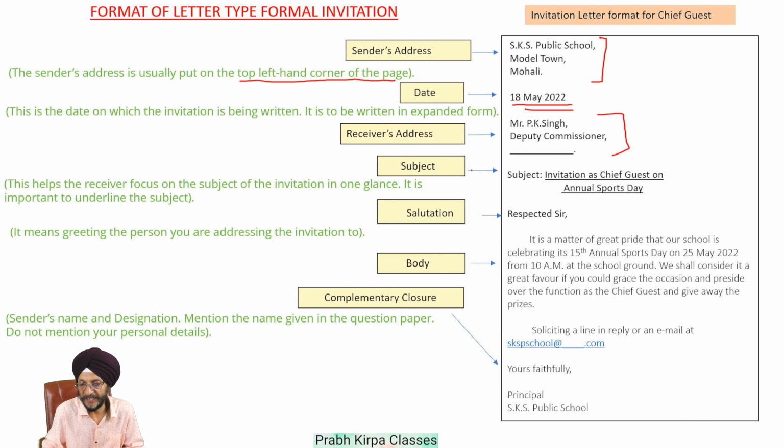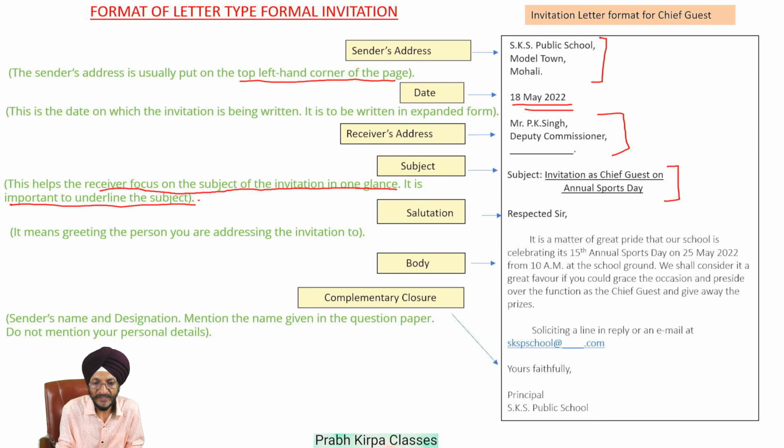Then comes the subject, why you are inviting. Subject: invitation as chief guest on annual sports day. This subject will help the receiver focus on the subject of invitation in one glance. It is important to underline the subject. Here it has been underlined. Then comes the salutation, that is, greeting the person you are addressing the invitation to. We normally use Respected Sir. Then comes the body of the letter.